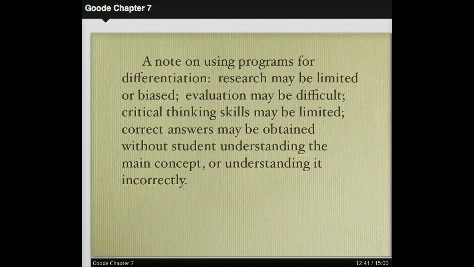So here's a piece about using programs for differentiation. While they can be helpful and useful, often the research is done by the programs themselves, and of course they tell you they're wonderful. It may be difficult to evaluate how effective they really are with your students, and teachers have found that quite often students can do quite well and get the correct answers, but their skills don't apply to the next level because they had misconceptions and learned it the wrong way, even though they were able to get the right answer. So those types of programs need to be carefully monitored if they are utilized.